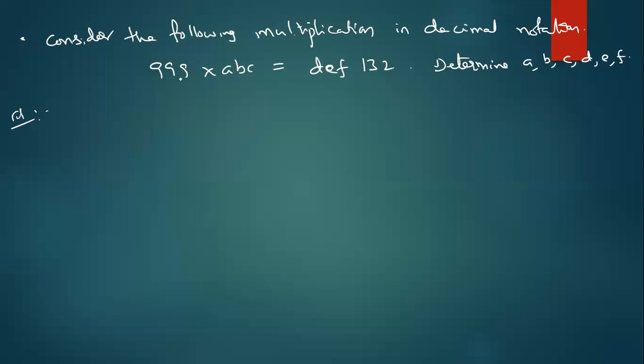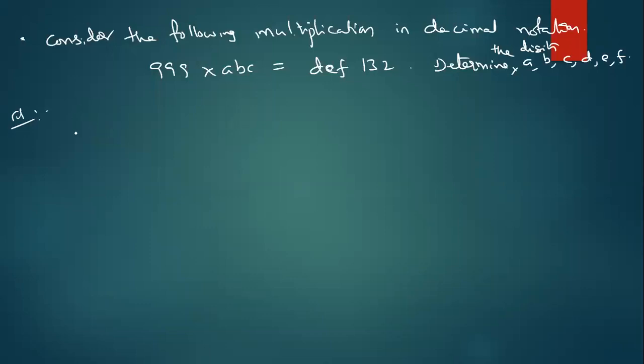What does 999 into ABC mean here, dear students? ABC is a 3-digit number, but the right-hand side is a 6-digit number. The left-hand side, 999 times ABC, equals a 6-digit number. They are asking for the digits A, B, C, D, E, F. Determine the digits. How to solve?